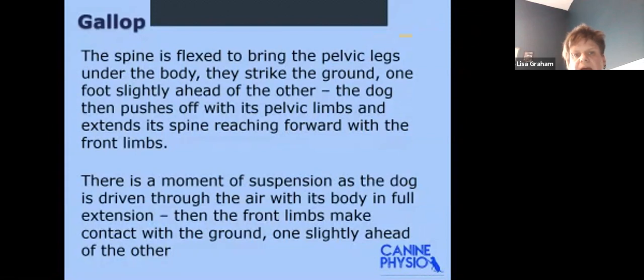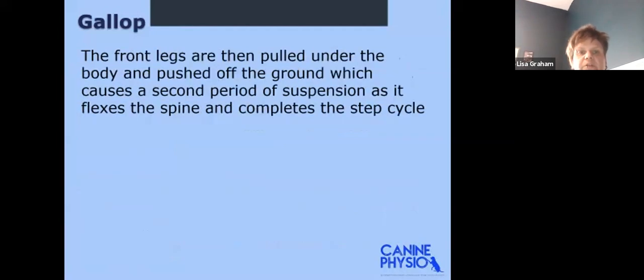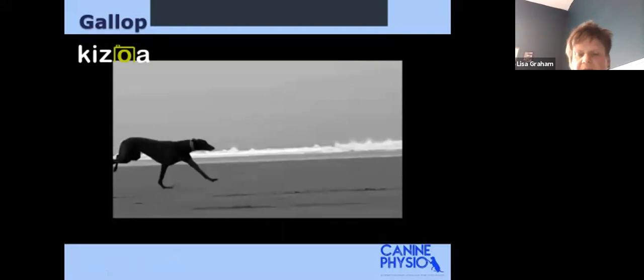So basically what happens in a gallop is the dog's pelvic legs come down, they strike the ground one at a time, one foot slightly ahead of the other. The dog then pushes off with those limbs, extends its spine out, and reaches forward with the front limbs. You'll have a moment of suspension as the dog's propelling through the air, and then those front legs come down, one slightly ahead of the other. Front legs are pulled under the body, pushed off the ground, and we now have a second period of suspension as well. And this greyhound gives a really good example of it.